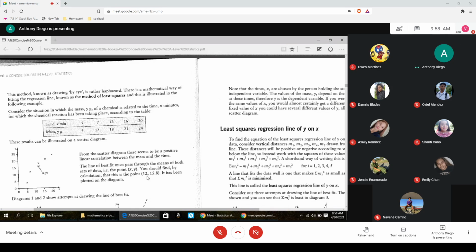And to find the mean of the y values, you do the same. You need to add up 4, 12, so this will be 34. And adding all of this together, what do you get? 59. So whatever you get there, you divide it by 5 as well. So what value do you get there?